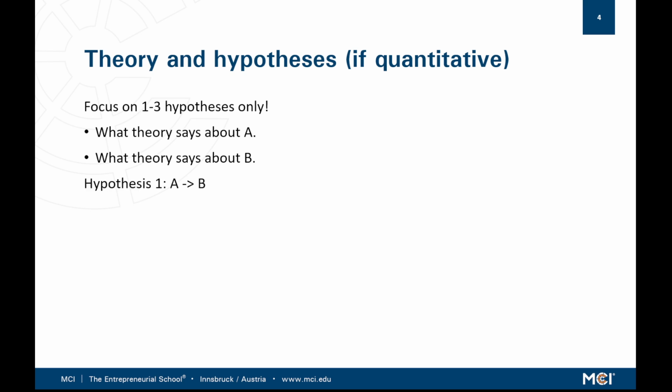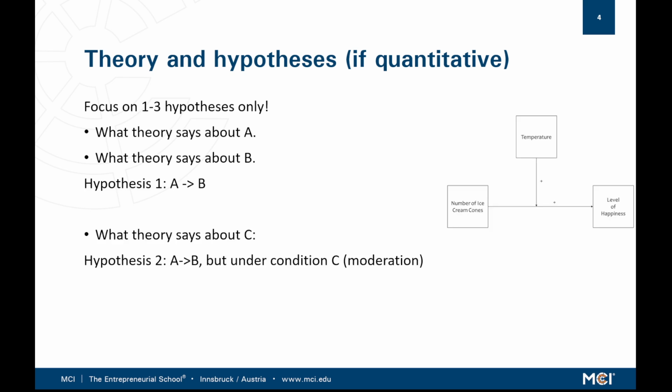Hypothesis 1 is: A has an impact on B. And then what the theory says about C, so hypothesis 2 is: A has an impact on B, but under the condition of C, which is the moderation. If they're in a bad mood or in a good mood, they switch between system 1 and system 2 thinking, and depict it. A very simple hypothesis with a simple depiction will make it really clear and nice.